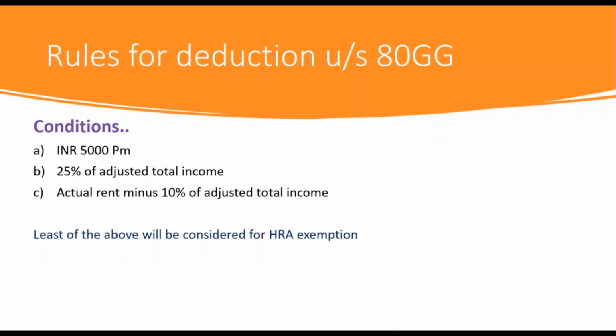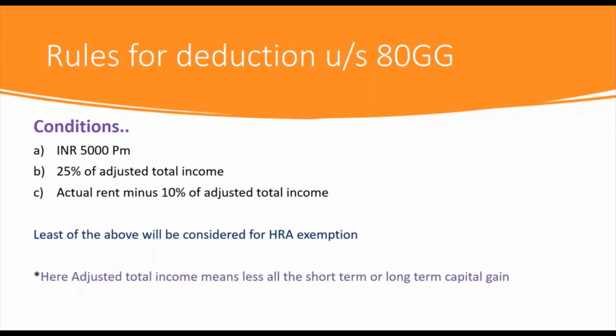Now you will ask, what is adjusted total income? Adjusted total income means the total income less all the long-term and short-term capital gains.